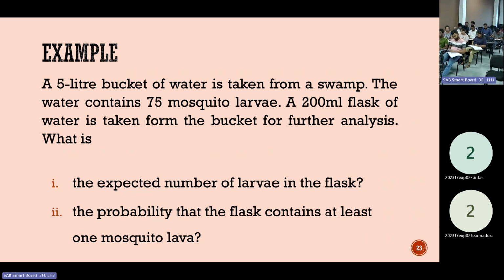Right. So now how can we get that? So now that one says 5 liters contains 75 mosquito larvae. The flask has 200 milliliters. So if 5 liters has 75, how much will be there in 200 milliliters? So 5 liters, 5,000 milliliters has 75. So 200 milliliters, how many?